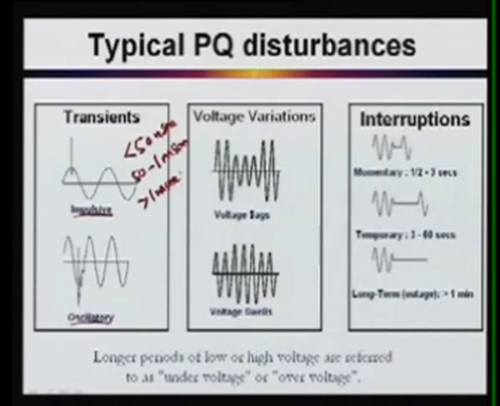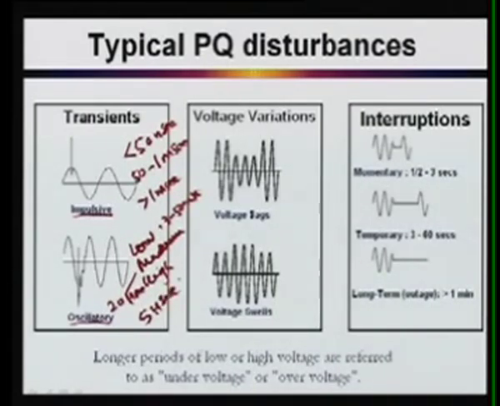Similarly, the oscillatory can be classified into three types: low frequency, medium frequency, and high frequency oscillatory transient. If the duration is 0.3 to 50 milliseconds, then it is known as a low frequency oscillatory transient. If it is medium, 20 microseconds, then it is known as medium frequency, and high if it is 5 microseconds.